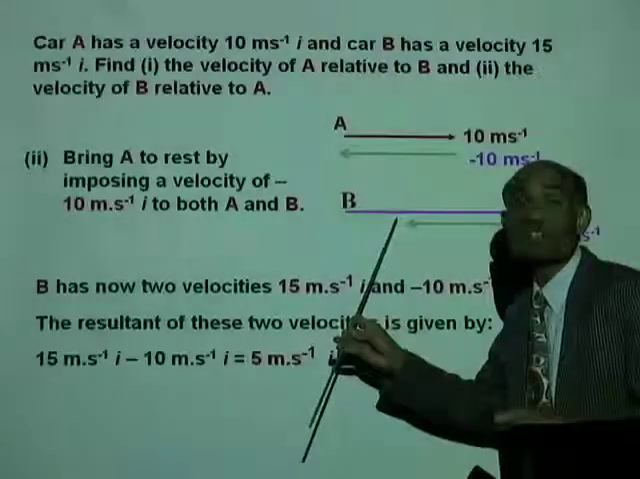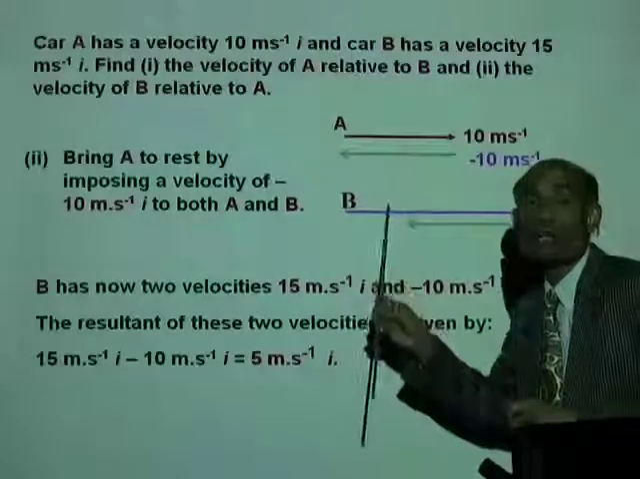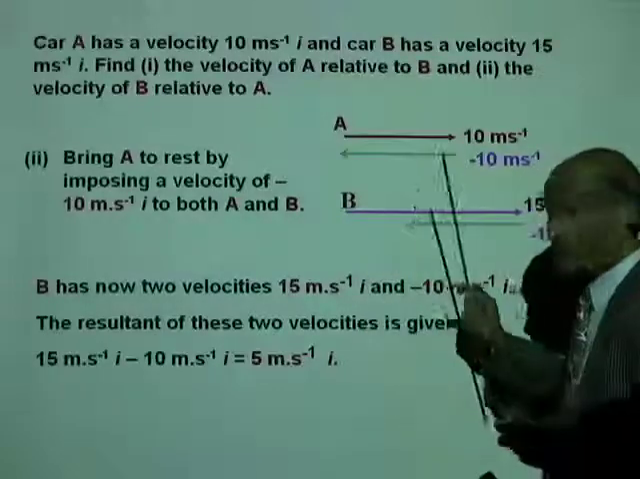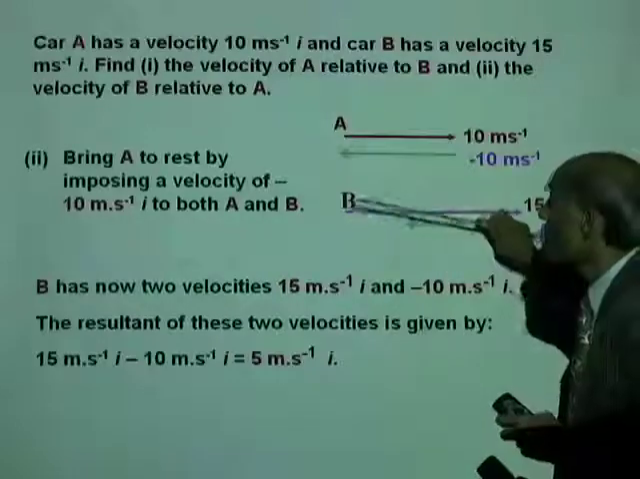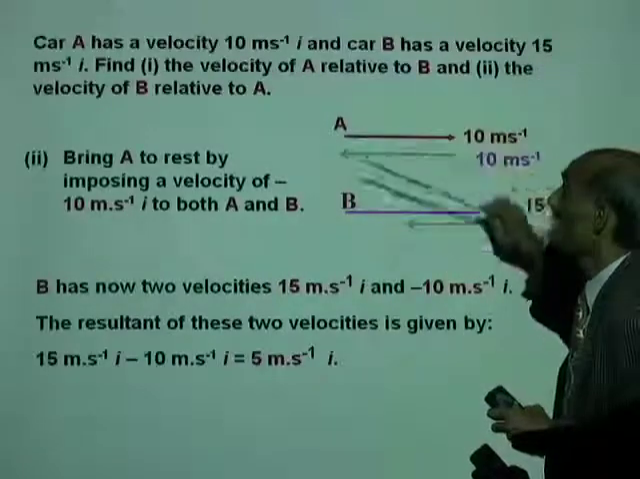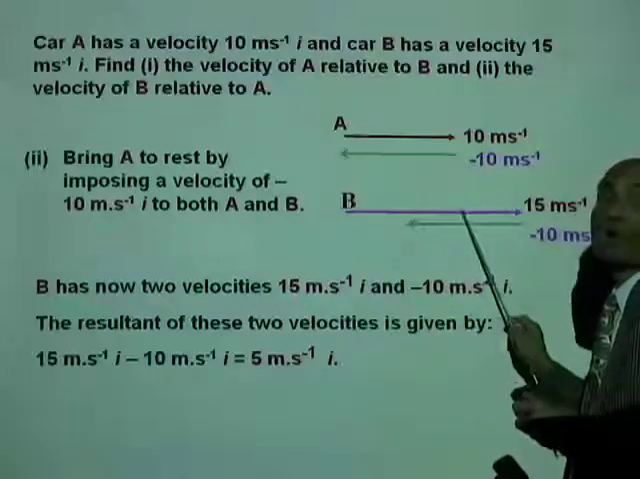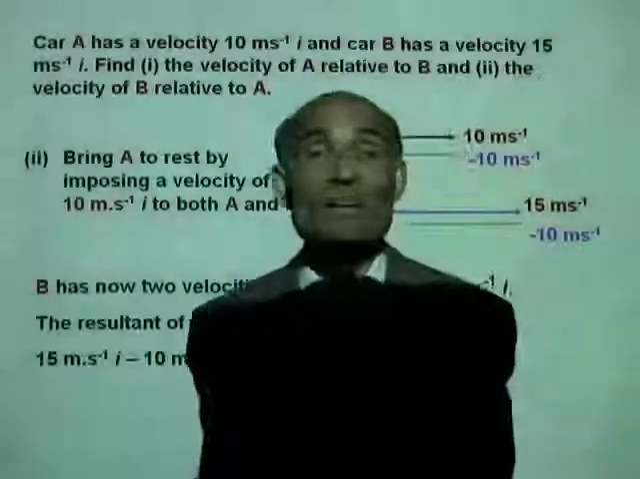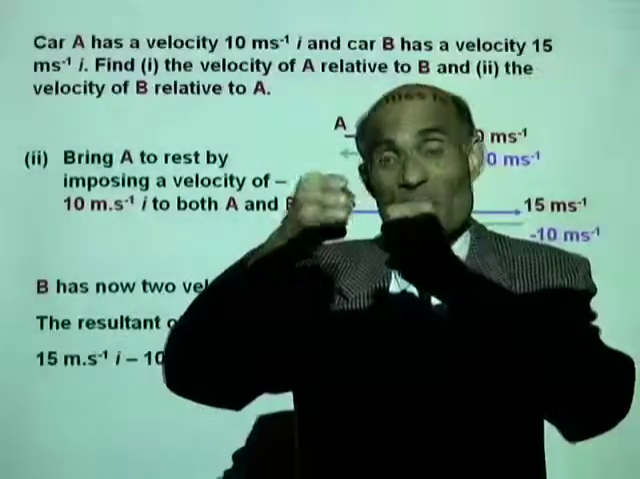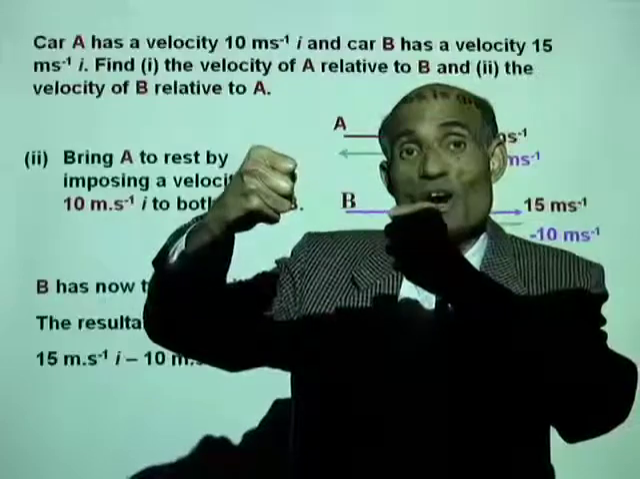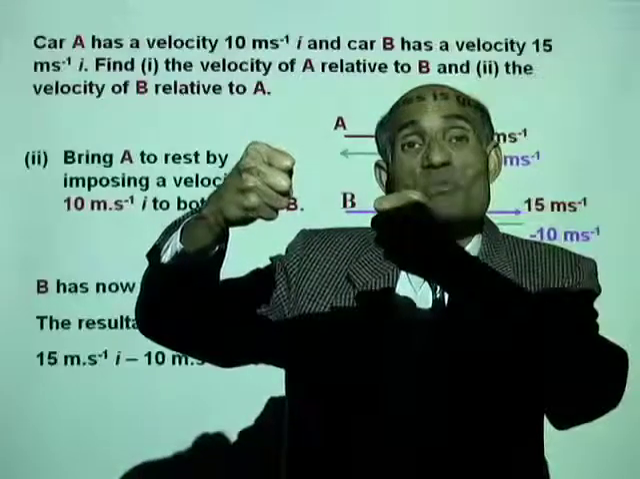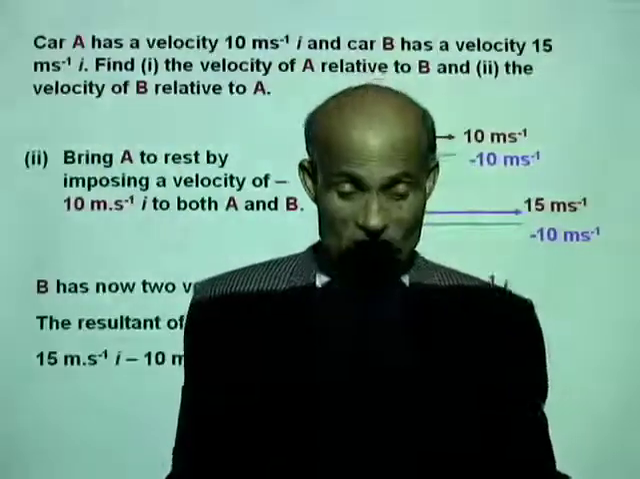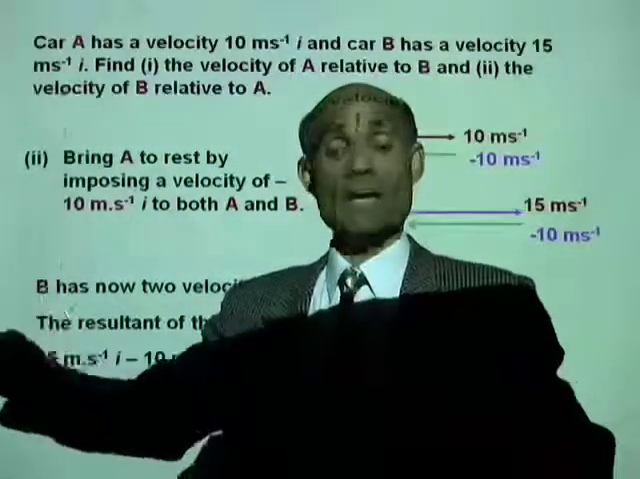So when you measure the velocity of B from the car A, car B will appear to go in the positive x direction at 5 meters per second. In other words, what it means is the overtaking car, the passing car, the distance between the two cars will increase at the rate of 5 meters per second every second. 5 meters every second.